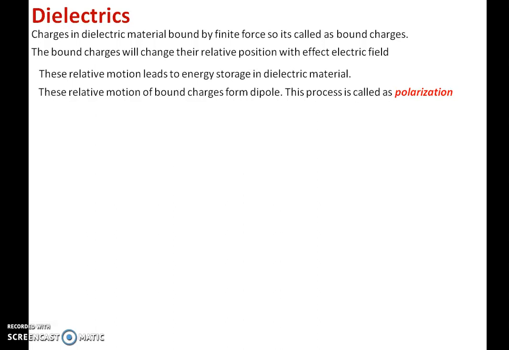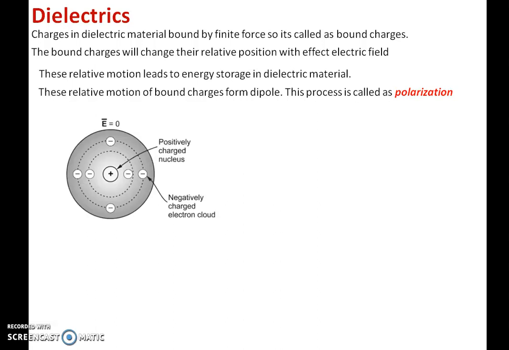Now to understand more about polarization, we will consider an atom where the applied electric field is 0. So initially we apply a zero electric field to this atom. Here at the center, the nucleus consists of positive charges. In the normal case, the electrons are revolving around the center, and this will be the center of the electron cloud. The set of revolving electrons is called the electronic cloud, which is negatively charged, and the nucleus is positively charged. This is a normal view of an atom.